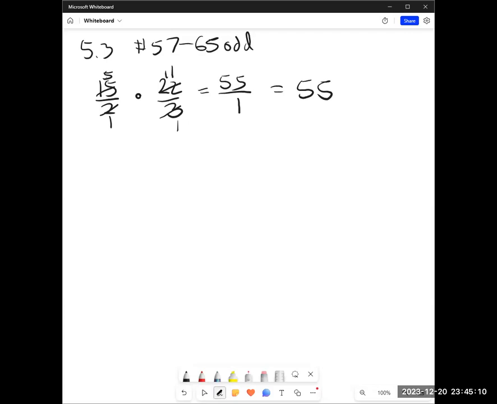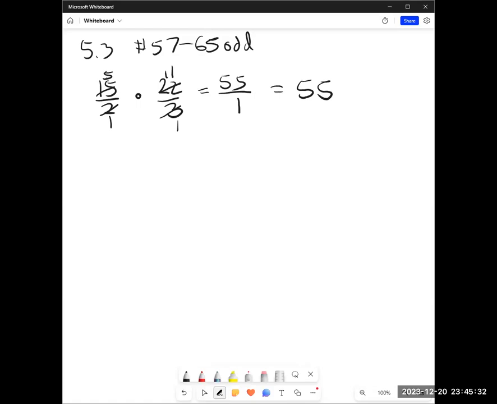Why do we reduce first instead of last? Because it makes our lives easier to have smaller numbers to multiply. We don't have to try and find a common factor of 6 in both numbers after we've multiplied, because we find the 2 and the 3 before we multiply.